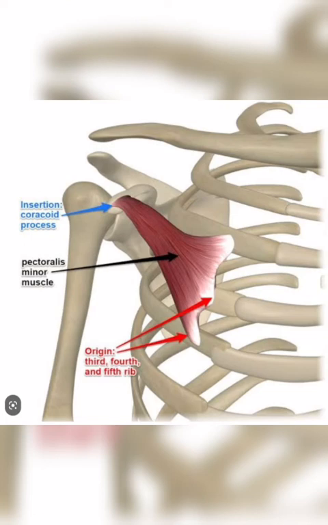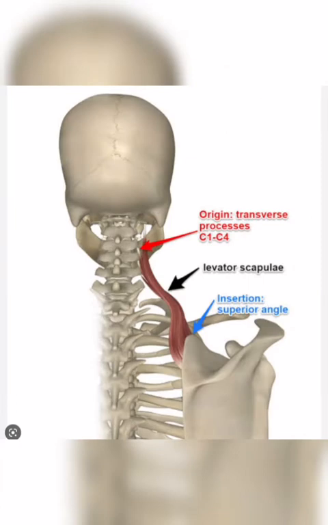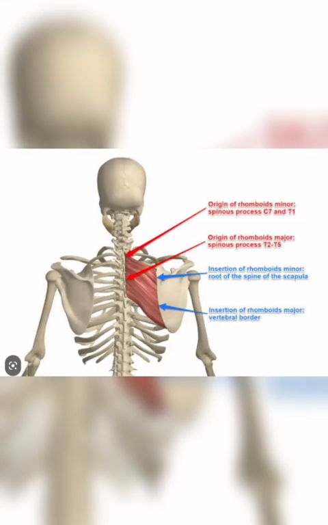Next, move on to levator scapulae. Its origin is the transverse processes of the spine C1 to C4. It is in the cervical region, and insertion is into the superior angle. We discussed the superior angle also. So its function is simple, that is to elevate the scapulae. That's it. Next, move on to the muscles rhomboid minor and rhomboid major.